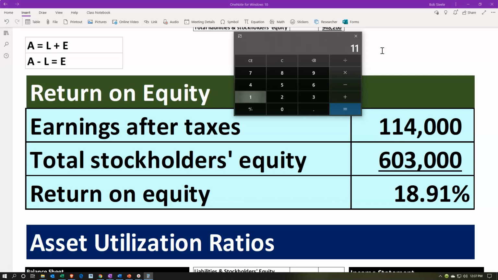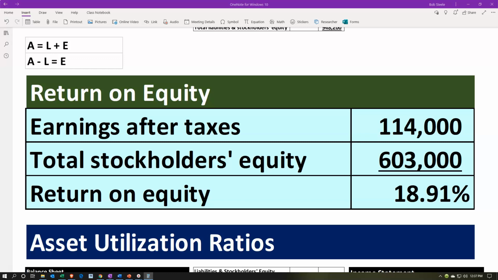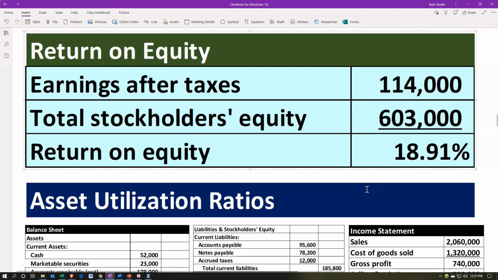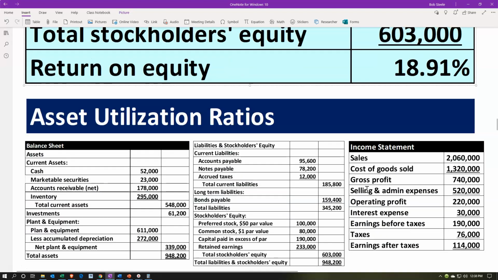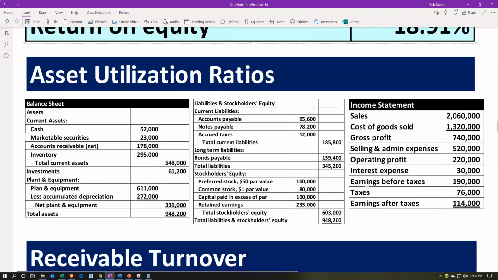All right, so we're going to have 114,000 divided by the 603,000, and that's going to give us, if we move the decimal place over, about 18.91%. So once again, we would like this number typically to be increasing, but being wary of how much leverage is in the company, how much debt is in the company.